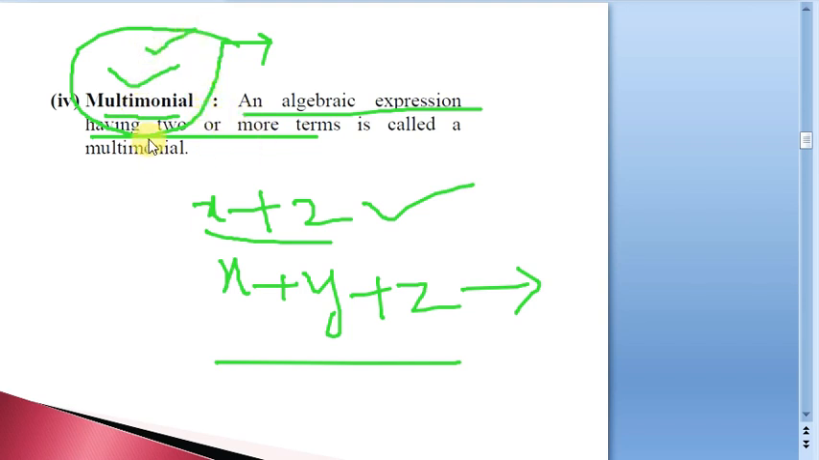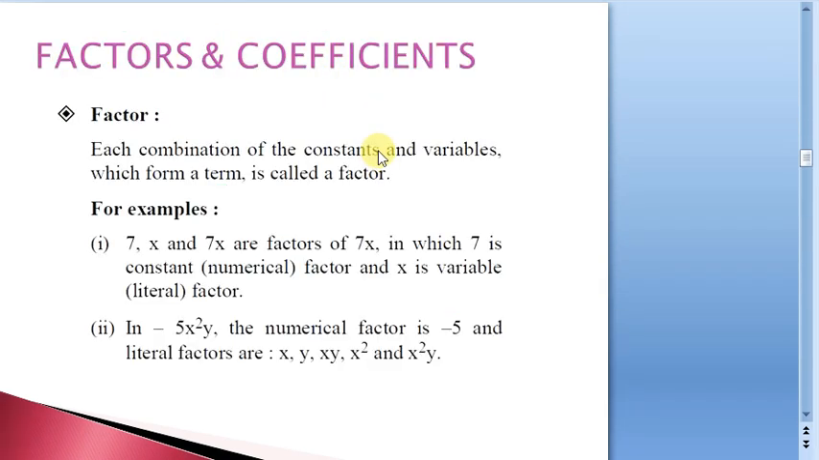So this is how we can name an algebraic expression depending upon the number of terms involved in it. Now let us understand what factors and coefficients are. Factors, as we have seen in the chapter on factorization.